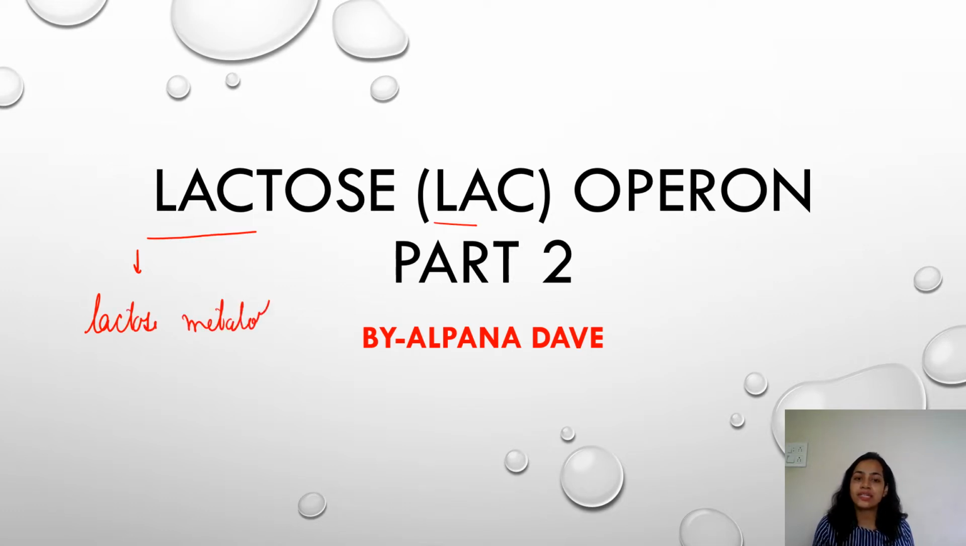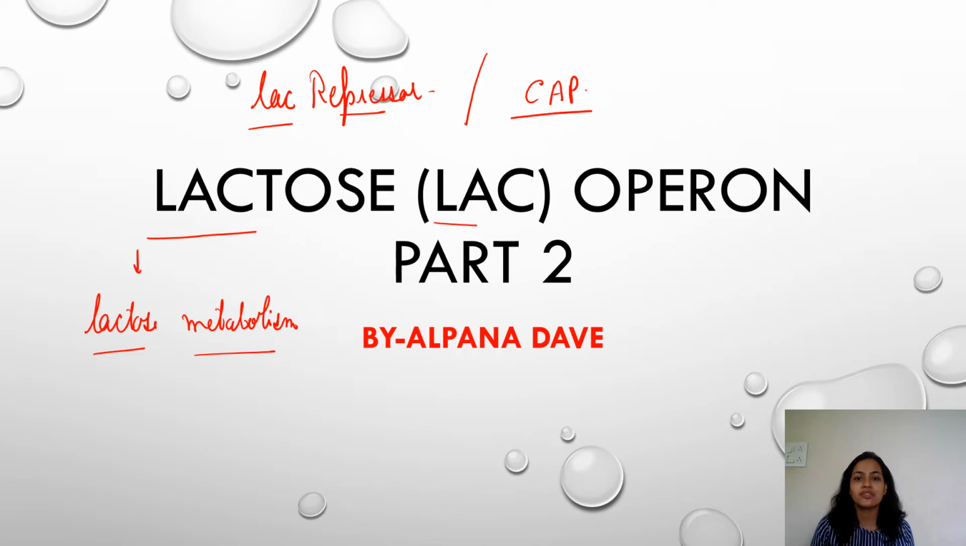We have also seen that the lactose operon can be controlled by two major proteins. The first is the Lac repressor, and the mechanism of the Lac repressor we have already talked about in the previous video. Today we'll be talking about the second type of protein which controls the lactose operon, that is the CAP protein, which is also known as the positive regulation or the glucose effect on the Lac operon.